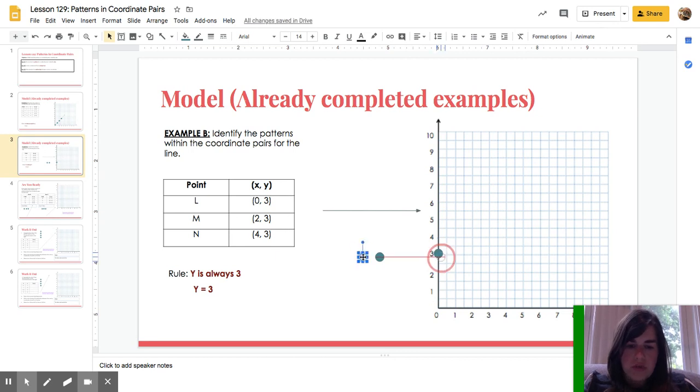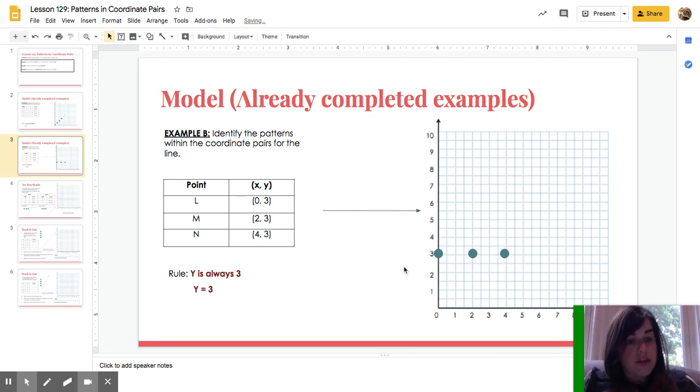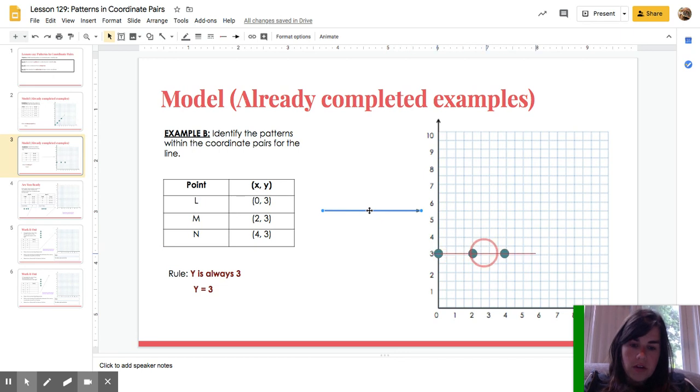M is at 2, 3. So over 2, up 3. And N is at 4, 3. So I'm going to take this over 4, up 3. There we go. That's interesting. It looks totally different than the line from example A. Let me drag the line across so that it fits in.